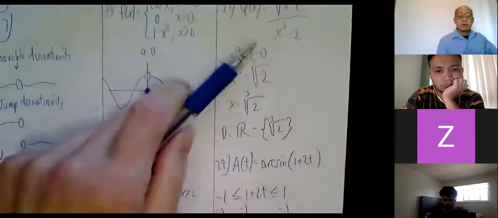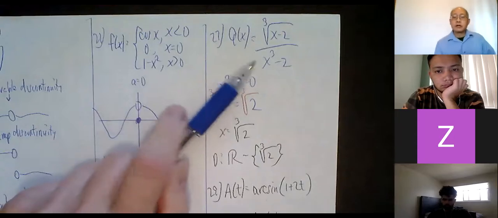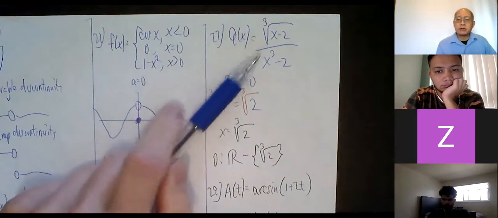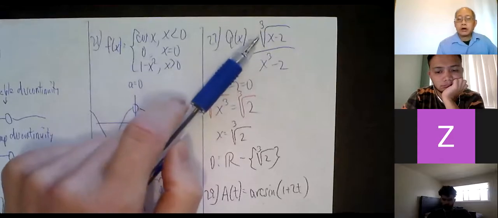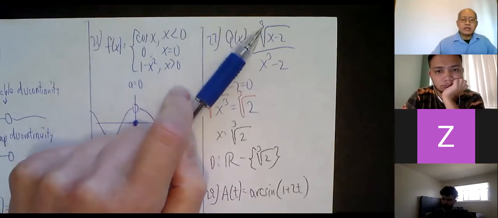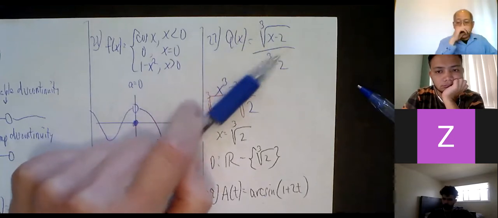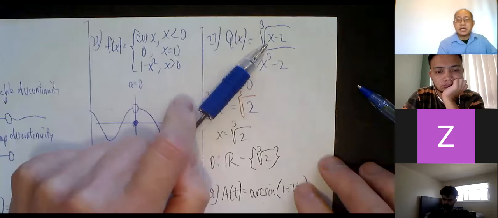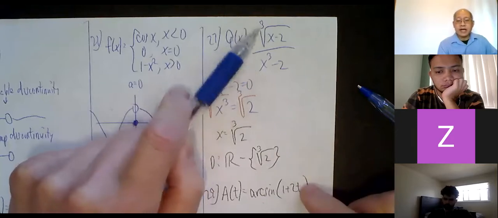Okay, so 27, what's the domain of the function? Q of x is cube root of x minus 2 over x cubed minus 2. All right, so I don't have a square root, I have a cube root. Am I allowed to take the cube root of a negative number? The answer is yes. Okay, so I have no trouble spots for this. Okay, x can be positive, negative, 0. It's okay. I can take its cube root.